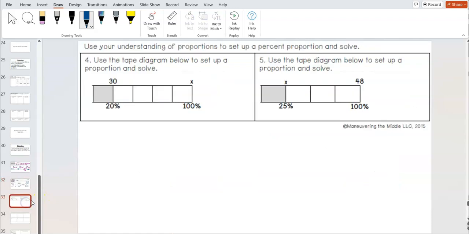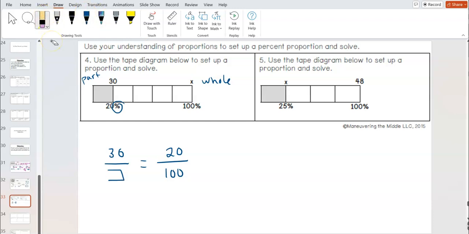Okay, so let's practice here. Here they're using a tape diagram so that we can find our part, our percent, and our whole easily. So here in our number 4, we know that 30 is our part, X would be our whole, and 20 is our percent. And then of course we're going to keep the 100. So this becomes 20. Then we've got our part of 30, and then we're missing this piece here. So we're actually going to use that X to get us used to using an X.